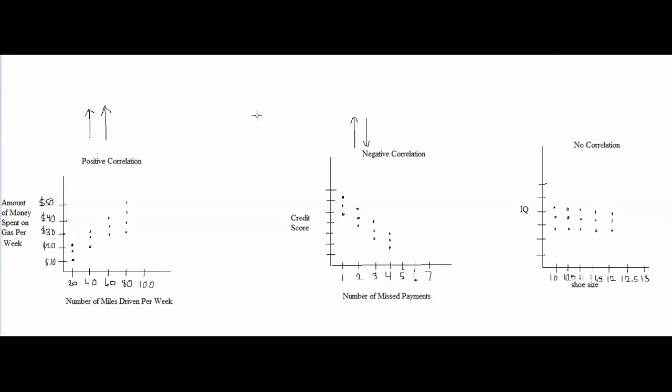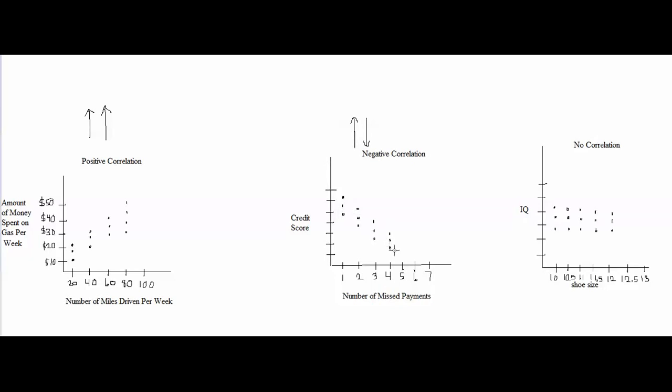I chose some examples that were fairly obvious. It's obvious that there's a positive correlation between number of miles driven per week and amount of money spent on gas per week. It's obvious that the correlation would be positive, and it's also obvious that there would be a negative correlation between missed payments and credit score, because when you miss more payments, your credit score goes down.